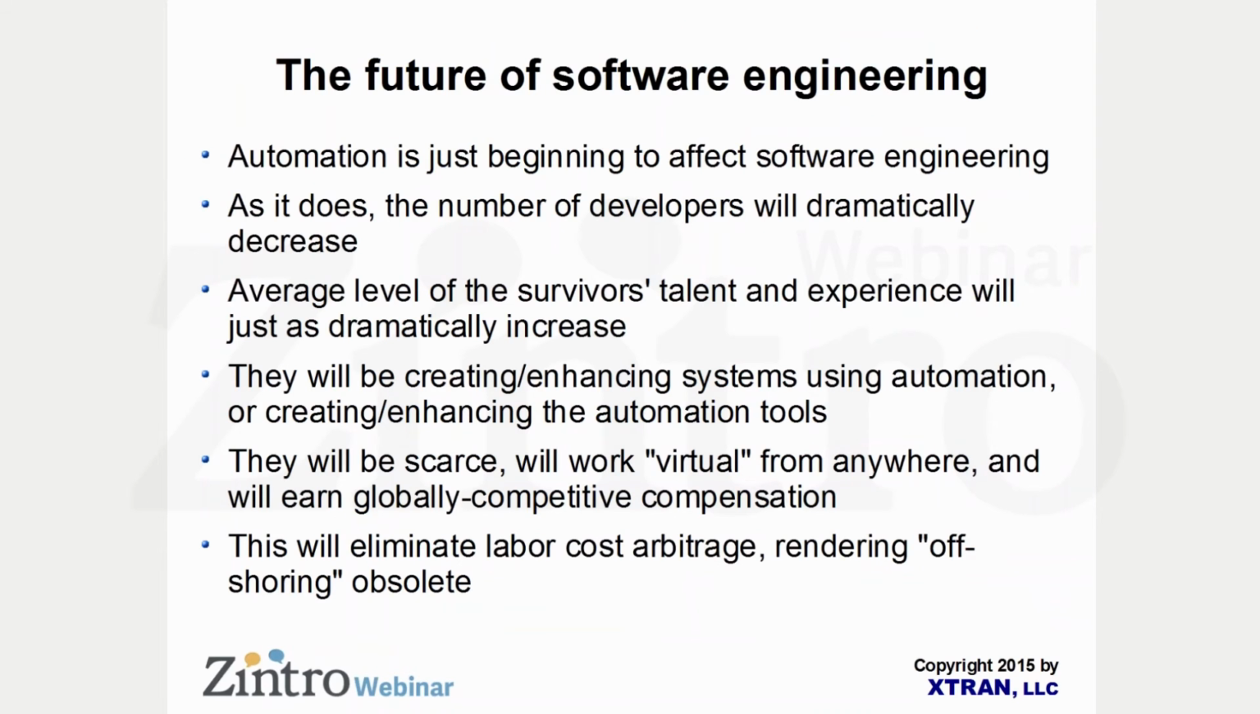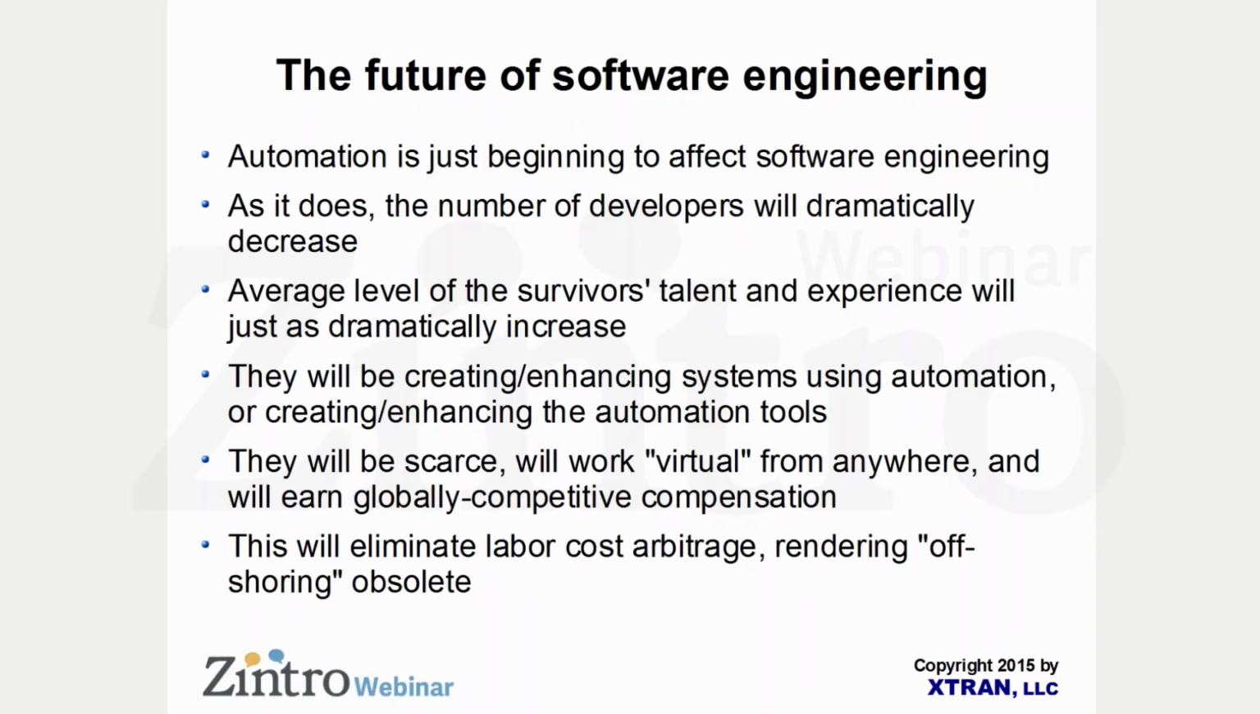So let's take a step back up to the 10,000 foot altitude and talk about what all of this means for software development and engineering. In my view, as a practitioner of this, I think that automation is just now beginning to seriously affect the software development and engineering process. And the consequence of that over a period of time is that the number of developers will shrink dramatically. Because of the automation, we won't need nearly as many developers as we do now.